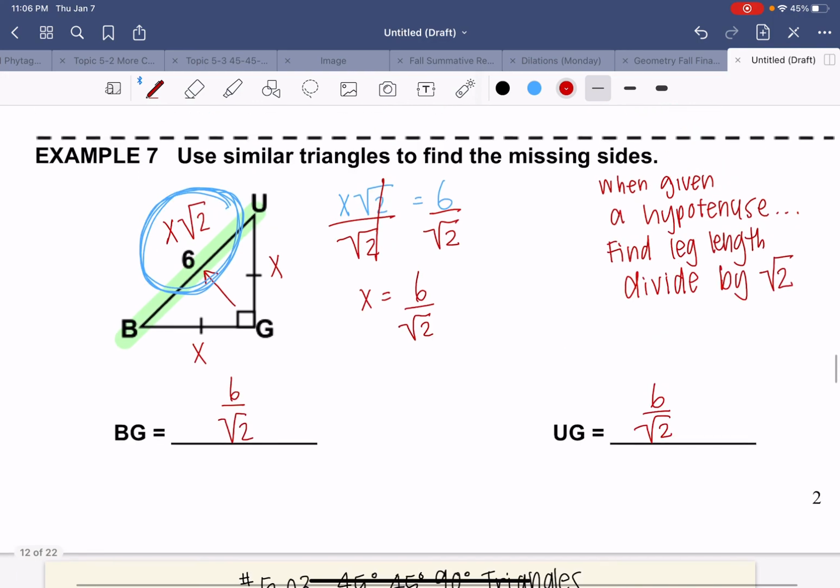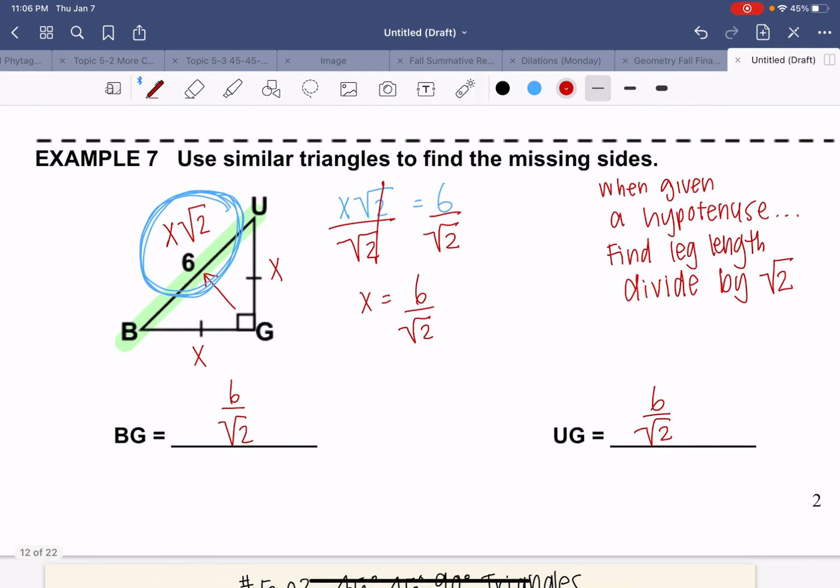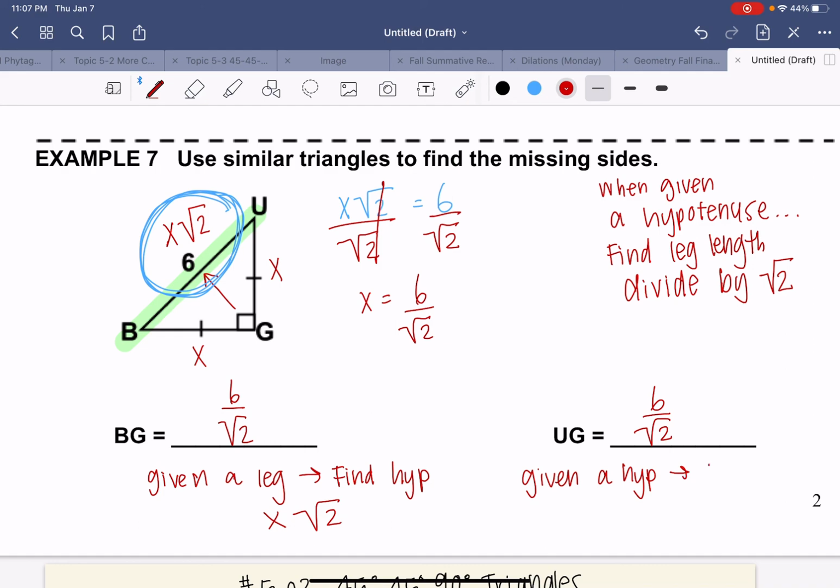Okay, so it's never going to change. If we're given a leg and we want to find hypotenuse, we're going to multiply by the square root of 2. If we're given a hypotenuse and we want to find a leg, we're going to divide by the square root of 2.